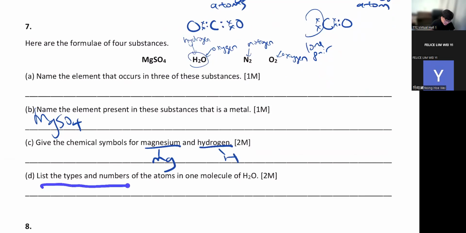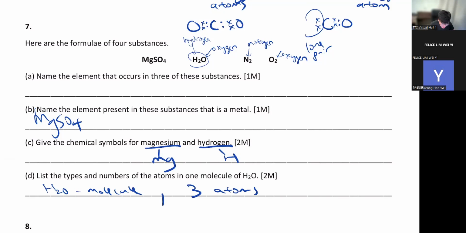List the types and numbers of the atoms in one molecule of H2O. So one H2O is a molecule. It has 3 atoms, 2 hydrogen and 1 oxygen. So H2O.